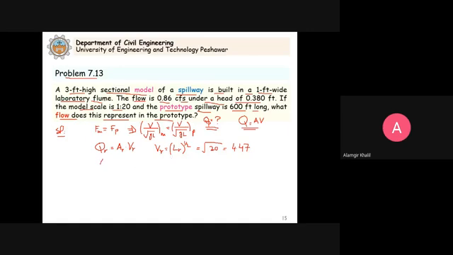Now your area ratio AR is equal to LR square, LR into LR. So this will be equal to 20 square, because LP by LM is 20 by 1. So this is equal to 400.